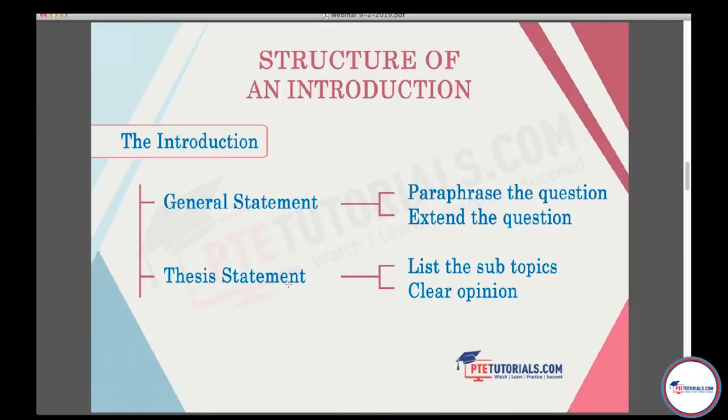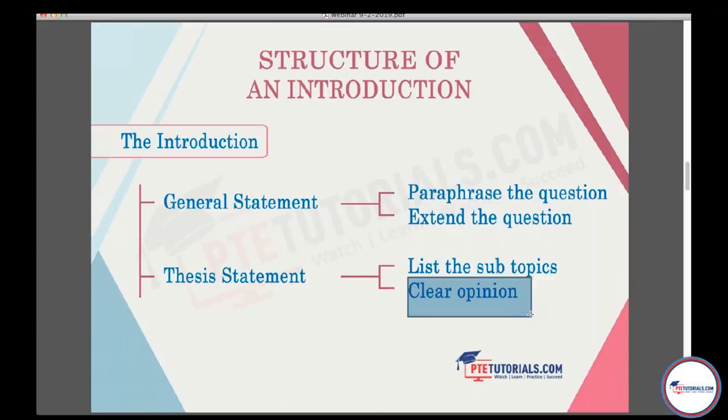The third sentence should list the subtopics. For example, if the question is that experience is more effective and useful than books and formal education, here in the third sentence you should write both positive and negative aspects of formal education. But you have to state your opinion clearly in the fourth sentence. If it is an opinion-based essay, what will your fourth sentence be? You give your opinion as either positive or negative.